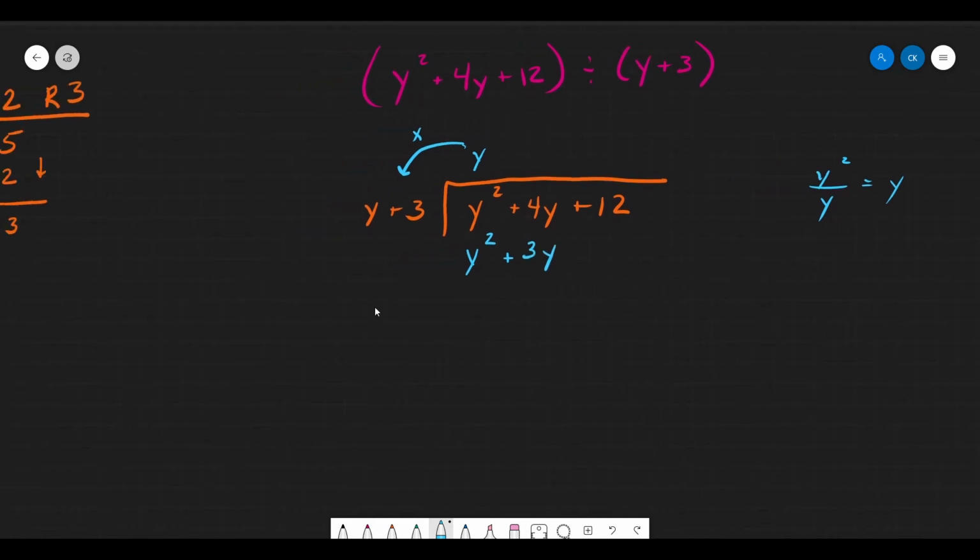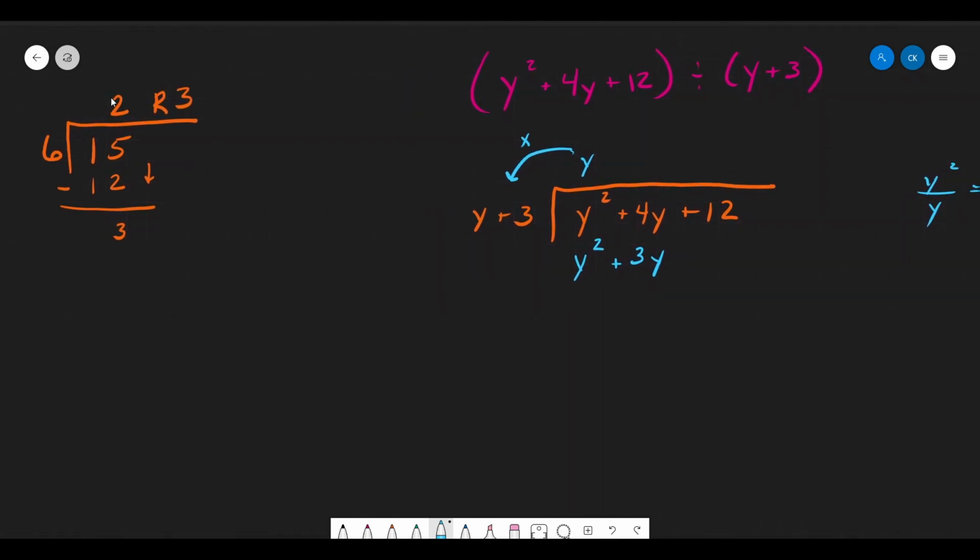Again, if I go back to my long division problem, what did we do after we multiplied the 2 times the 6? We put it here and we subtracted them. So what am I going to do here? I'm going to subtract these two terms. Y squared minus y squared. You should realize that this first part should always cancel out. So y squared minus y squared, that's nothing. 4y minus 3y, that's going to give me a y.